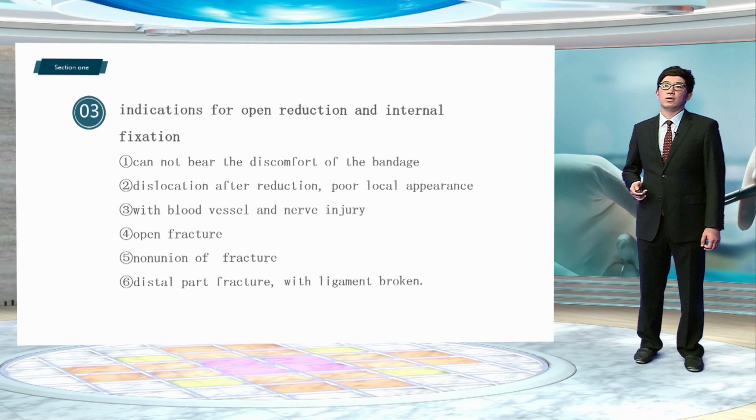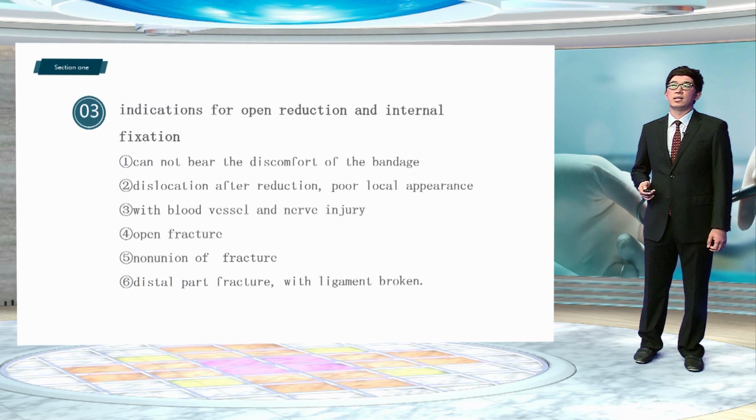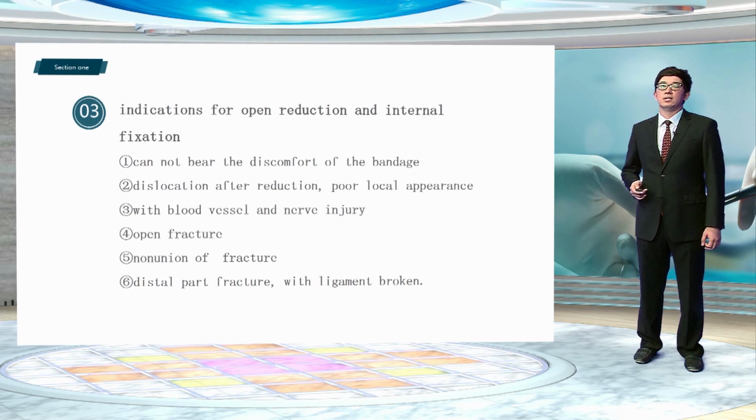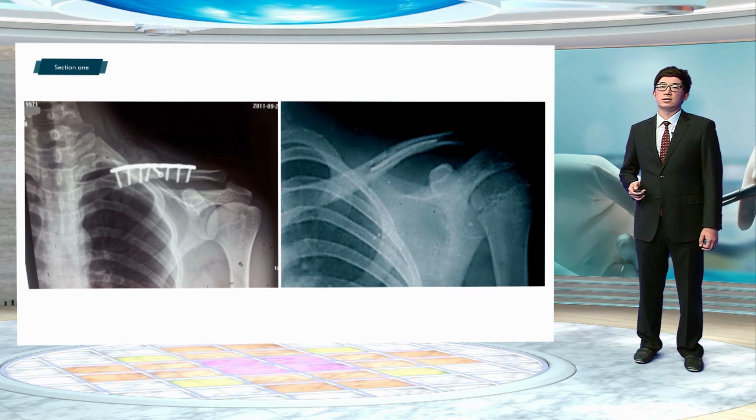So the indications for open reduction and internal fixation: the first is the patient cannot bear the discomfort of the bandage. The second is dislocation after reduction, poor local appearance. The third is blood vessel and nerve injury. The fourth is open fracture. The fifth is a non-union of fracture. The sixth is a distal part fracture with ligament broken. These two pictures show how we do the surgery. We can use the plates and the screws and the intramedullary nail.